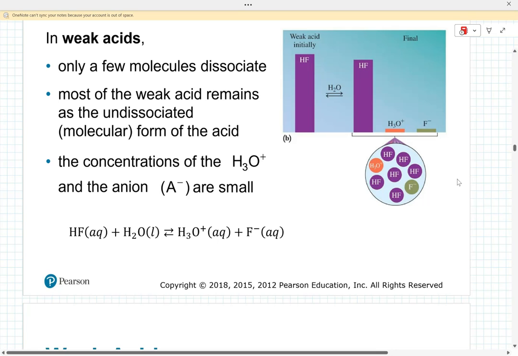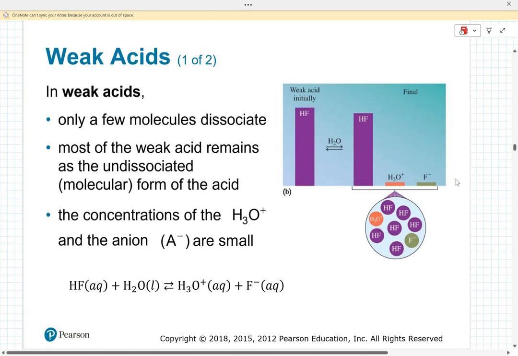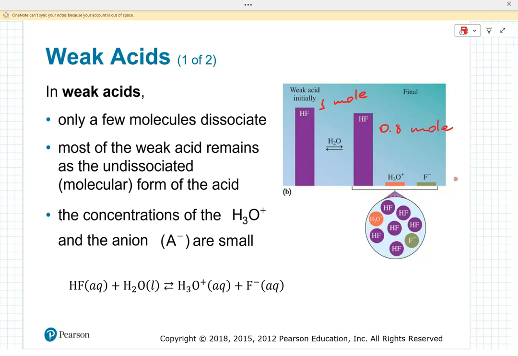Weak acids dissociate incompletely. See that? So if this was, I don't know, 1 mole, or 0.8 moles, and 0.2 moles dissociated, then 0.2 of hydronium contains 0.2 of fluoride. Okay? Does that make sense?